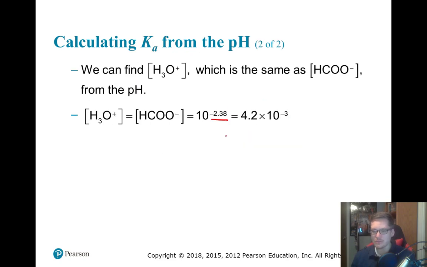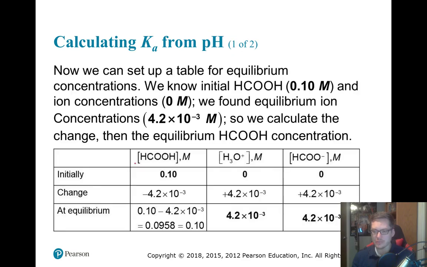Here's our hydronium concentration, 10 to the negative 2.38. We know these two are going to be equal to each other because they form at the same rate. Formic acid is in equilibrium with, and I'm not going to write the water because there's not really any point, HCOO minus. They form in a one-to-one relationship, so they're equal to each other. Now we take this value and plug it into an ICE table. Here's our formic acid, our hydronium, and our formate ion.